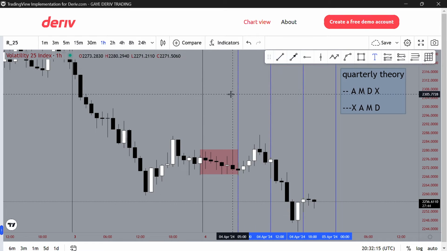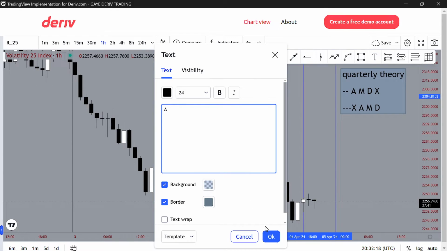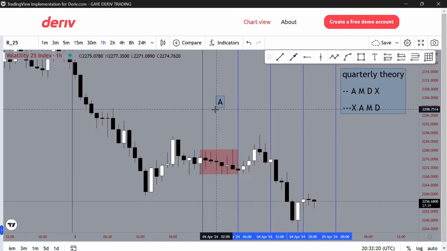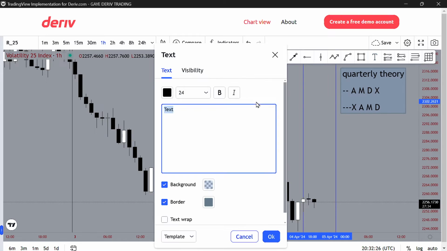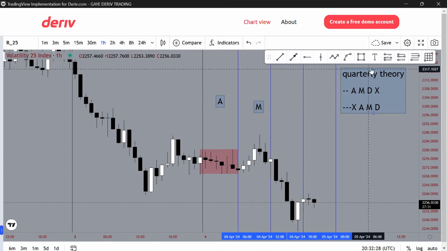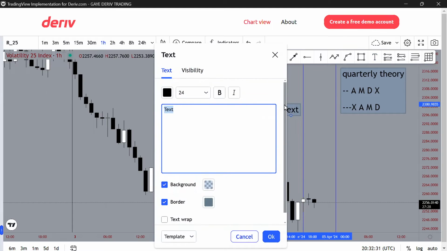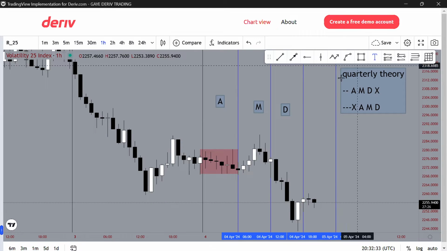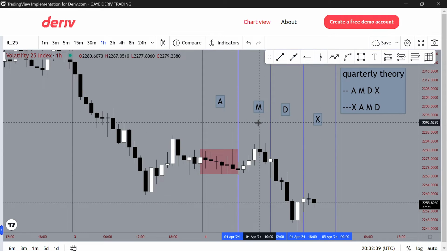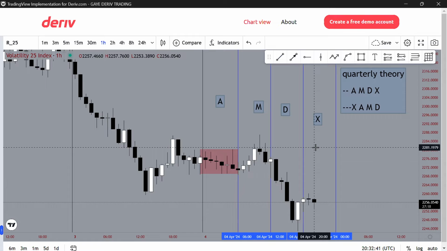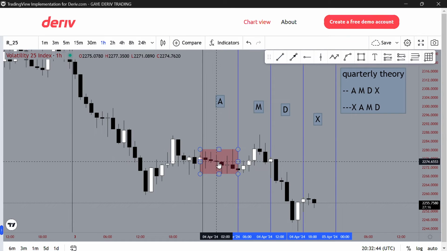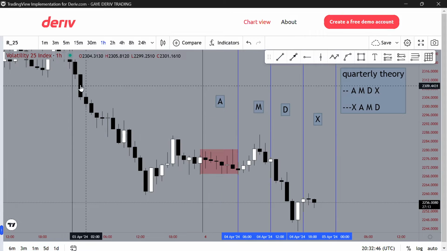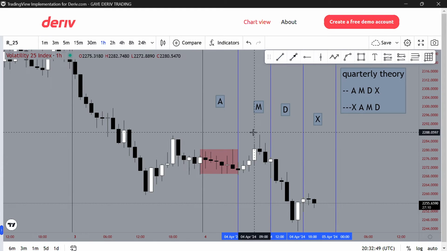Let me quickly label this as accumulation. Accumulation, then there is manipulation, then distribution, and the last quarter is going to be an X. So that's Q1, Q2, Q3, Q4. Q1 was what? Accumulation. We expect manipulation. Since we are bearish, we are expecting manipulation to the upside to fuel the downside delivery.